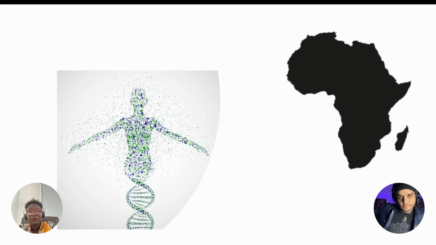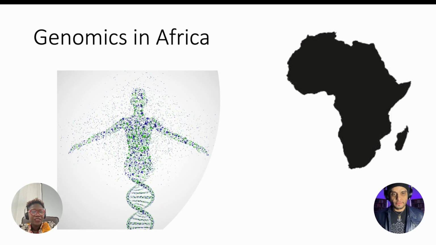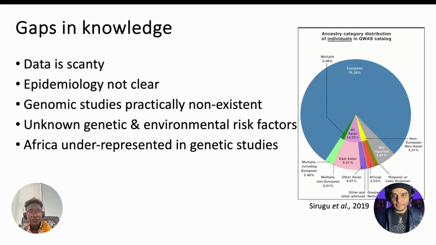There are a lot of gaps. But why is it important in Africa? So this is what's happening. First of all, the data is really scanty. If you look at this paper from 2019 on GWAS studies, you realize that it's heavily Eurocentric. 78% of the data is from European populations, and only 2% are from Africans.